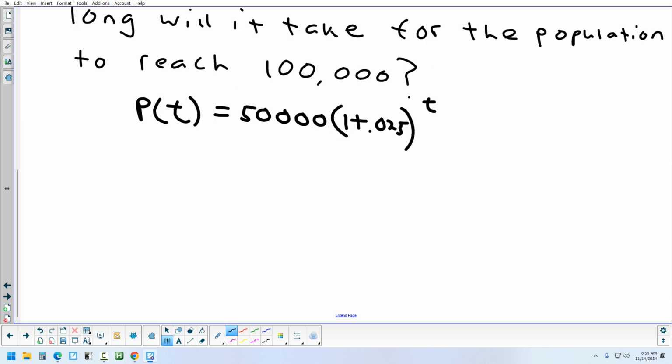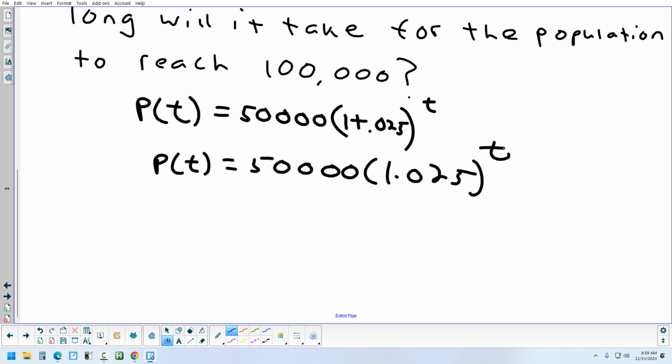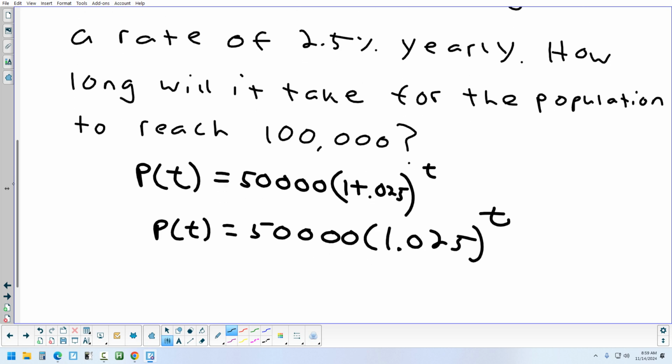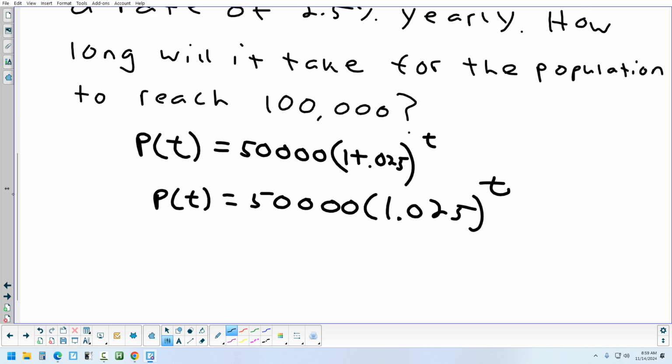All right. So let's simplify that a little bit. So P of T equals 50,000 times 1.025 to the T. Okay, and now they want us to figure out when the population reaches 100,000. All right, so we have two choices where you plug that in. You're either going to plug in 100,000 here, or you're going to plug in 100,000 there.